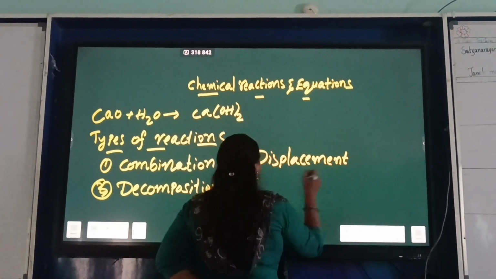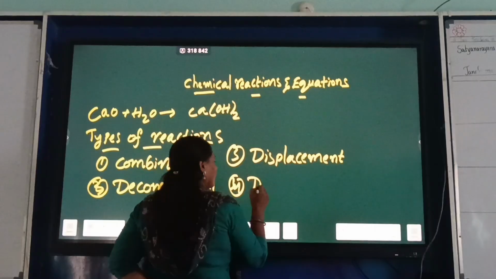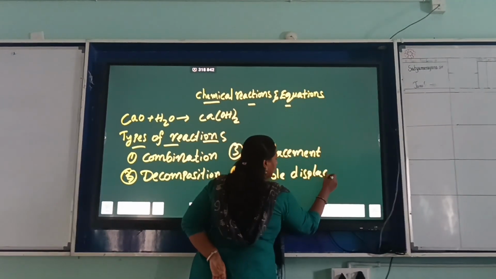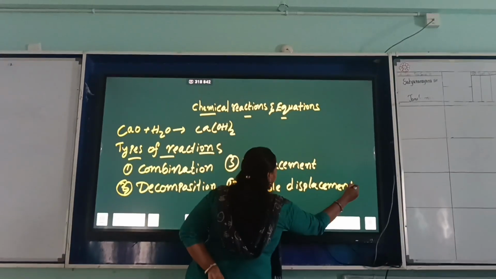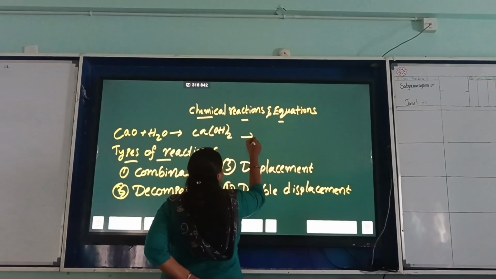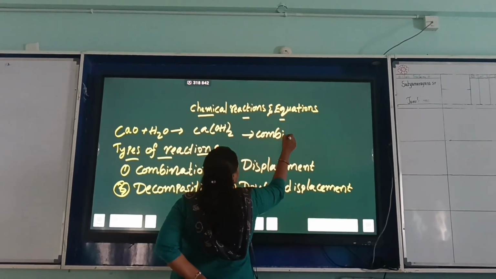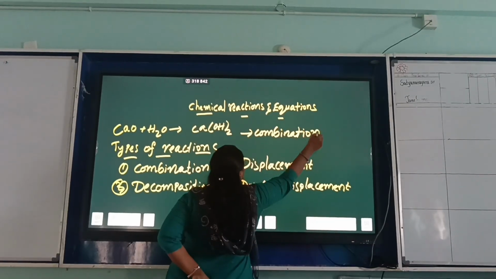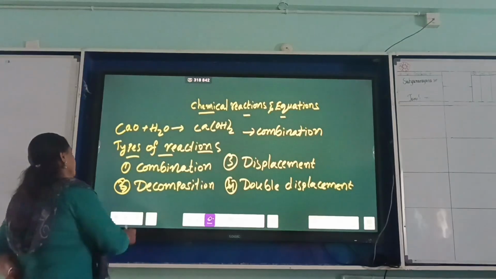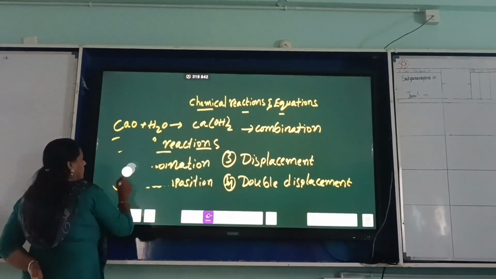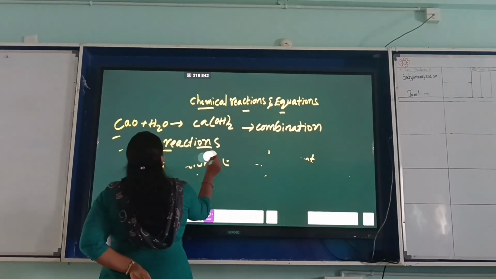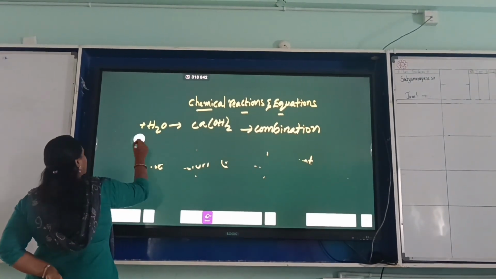Now, writing a chemical equation. How can we write it? Some rules are there. The left hand side has reactants and the right hand side has products, with an arrow mark. If we add two or more reactants, add a plus symbol. If there are two or more products, add a plus symbol. An upward arrow indicates a gas, and a downward arrow indicates a precipitate. Catalyst, temperature and pressure are also indicated. These are the rules for a chemical reaction.